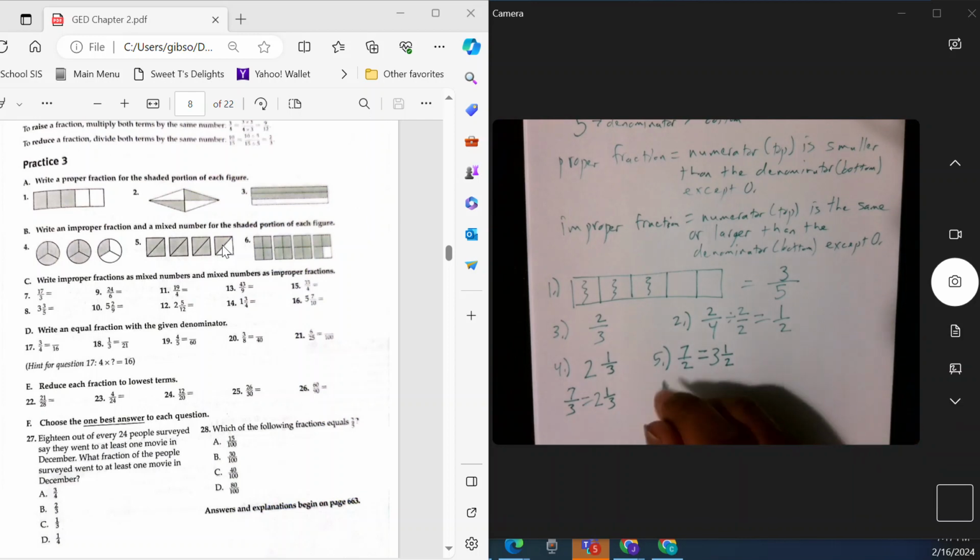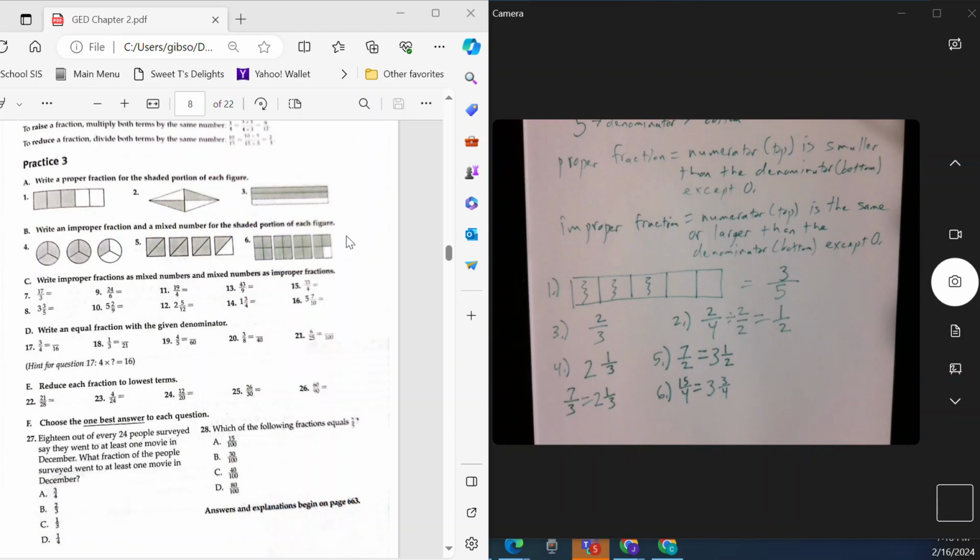Now for number 6, we count inside 1, we have 4. Count how many shaded, we have 4, 8, 12, that'll be 15. So we have 15/4. And then that's equal to, we have 3 that are fully shaded. Our denominator is still 4. And we have 3 shaded portions left over. So that'll be 3 3/4.